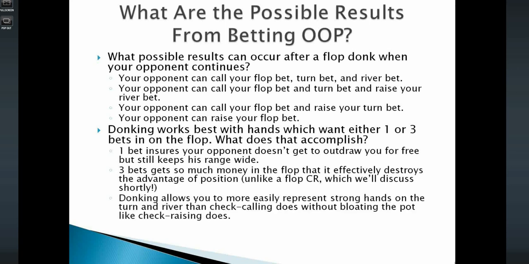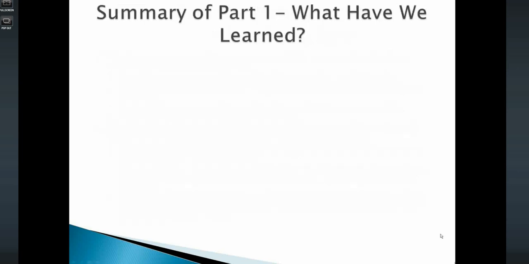And lastly, donking allows you to more easily represent strong hands on the turn and river than check calling does without bloating the pot like check raising does. So as we talked about with some of the lines your opponent can take against your flop donk bet, sometimes it's really hard for him to be able to represent a strong hand on the turn or the river if there was a lot of draw on the flop or a lot of draw on the turn. When you donk bet, you pretty much can represent a whole ton of hands on almost any possible turn or river board texture, and that's a really useful thing to be able to do and one of the really awesome things about donking.